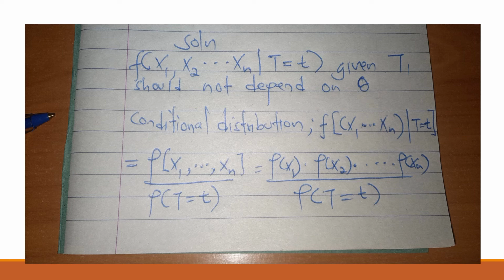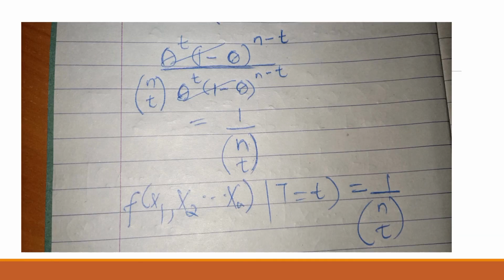Solution: f of x1, x2 all the way to xn, given T equal to t, should not depend on theta, as we discussed about what a sufficient statistic is. The conditional distribution f of x1 all the way to xn, given T equal to t, is the probability of x1 all the way to xn divided by the probability of T equal to t.